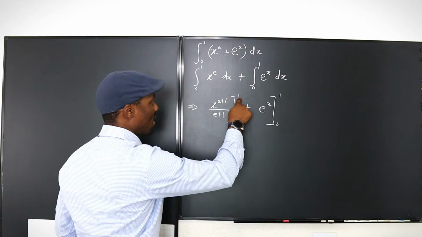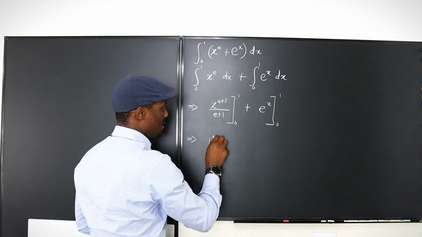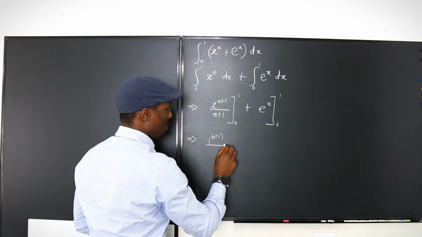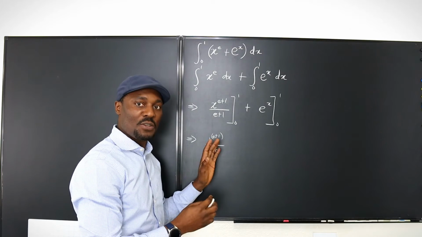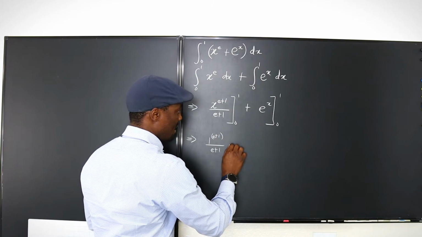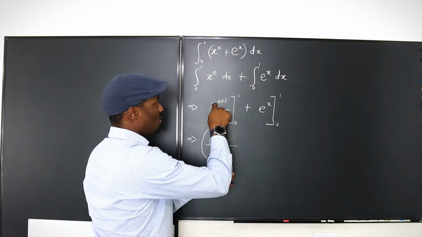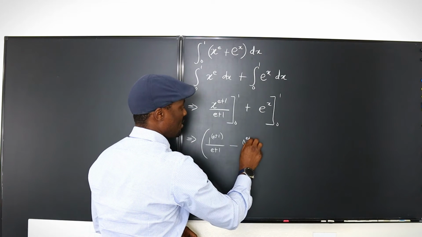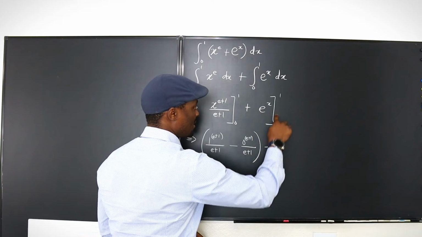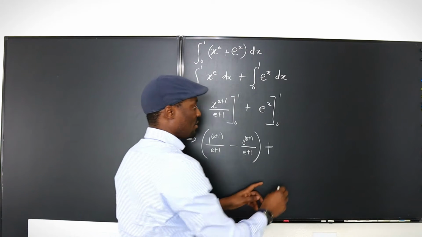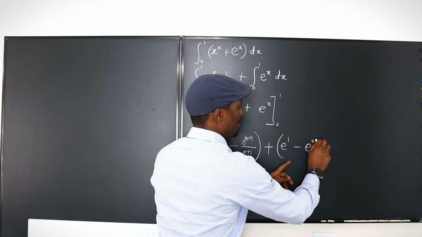So let's plug in 1 first. This is going to give us 1 to the e plus 1 over e plus 1. Remember, you're plugging in the 1 where you have x. That's where you plug in the 1. And that's that one, minus, for this expression, you're going to replace it with 0. That's going to be 0 to the e plus 1 divided by e plus 1. Okay, plus, you do the same thing for this expression. It's going to be e to the 1 minus e to the 0.